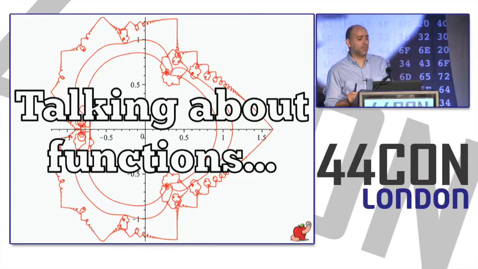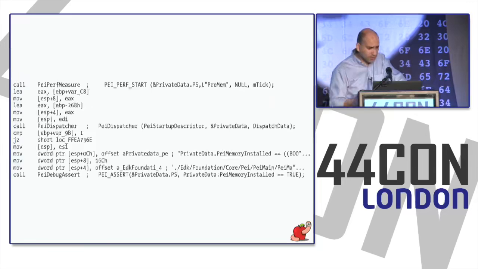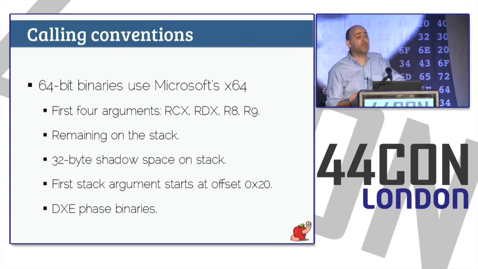Talking about functions, more things that you need to know how to reverse. The 32-bit binaries use the standard C convention, so the arguments are all passed on the stack. This is used on the second and the PEI phase binaries. This is an example. You see everything being passed on the stack, function being called, and that's it, nothing very complicated. The 64-bit binaries use the Microsoft x64 convention. So the first 4 arguments are in these 4 registers. Everything else goes on the stack.